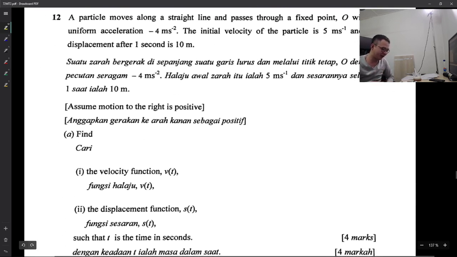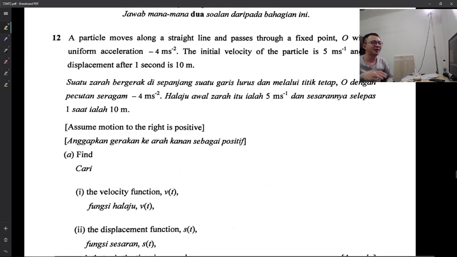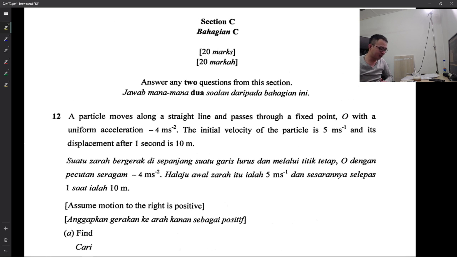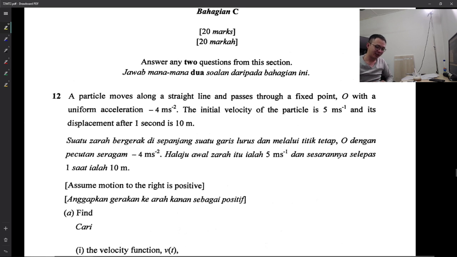So I'm going to move on to the next question. Motion along a straight line. Alright, a lot of words, so we need to read it. A particle moves along a straight line, passing through the fixed point O with a uniform acceleration. So it gives you a equals negative 4.